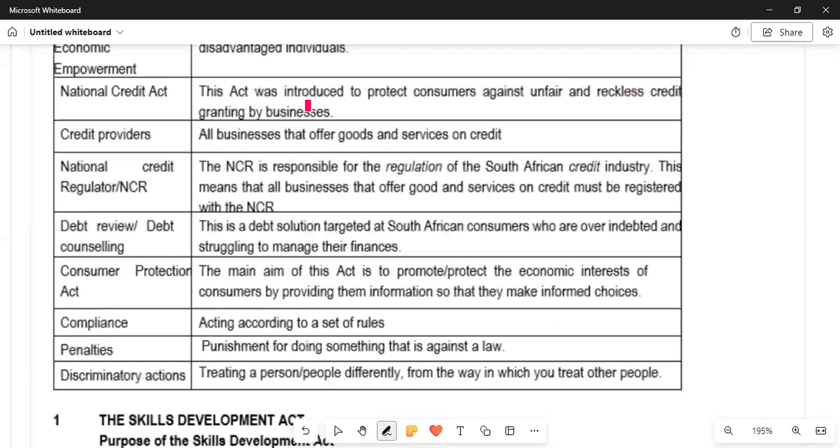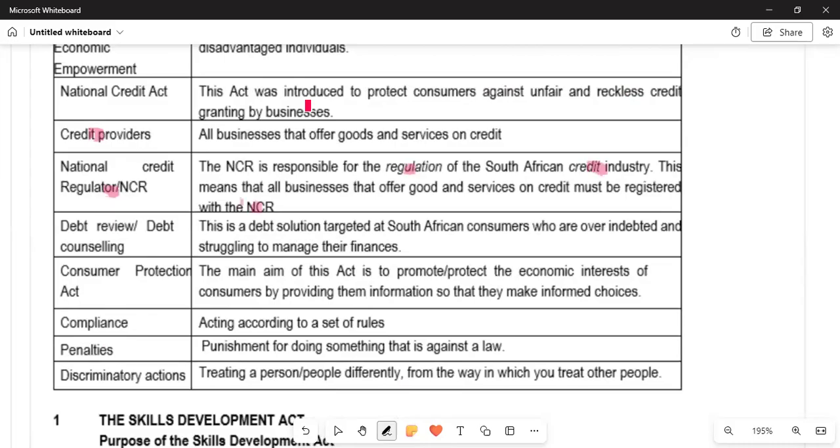Now we have the National Credit Regulator, which is the NCR. It is responsible for the regulation of the South African credit industry. This means that all businesses that offer goods and services on credit must be registered with the NCR. So all the businesses that offer credit make sure that they act accordingly.